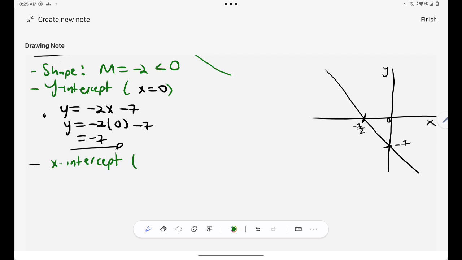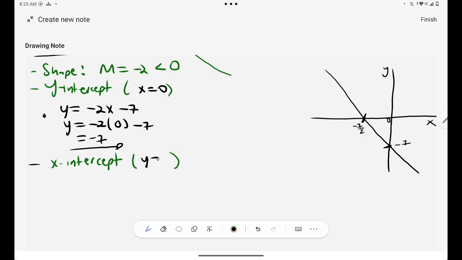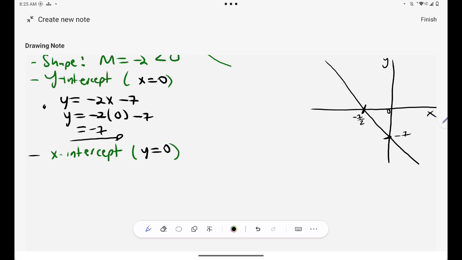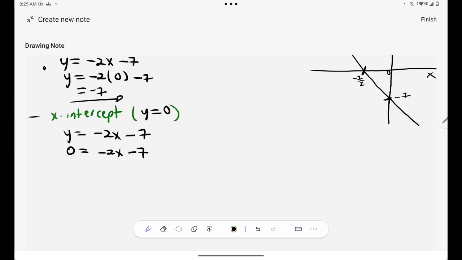And then for my x-intercept, I don't care what graph or what function I am dealing with. Always make y 0, solve for x. y = -2x - 7, so 0 = -2x - 7. I'll bring the 2x to the other side. It will be 2x = -7. Therefore x is -7 over 2, as it is there.